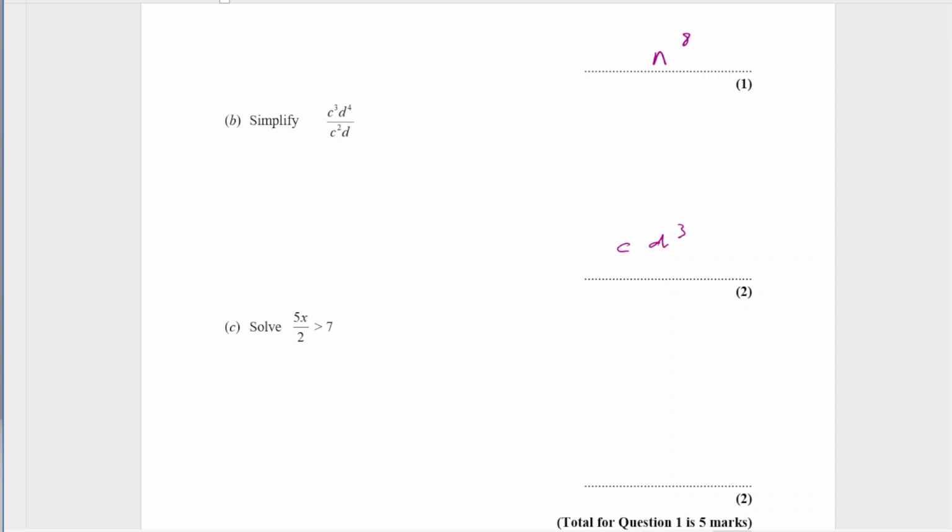Solving an inequality. So we keep the inequality symbol and treat it like an equation. So times both sides by 2. So 5x is greater than 14. Divide both sides by 5. So x has got to be greater than 14 over 5, which would be 2 and 4/5. Can we go decimal there if we wanted to?